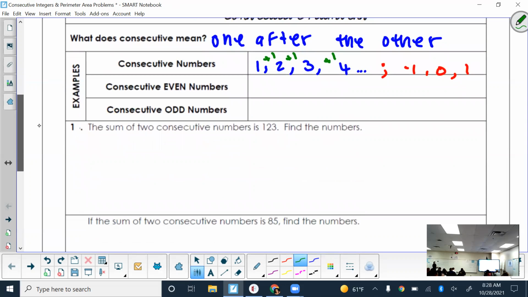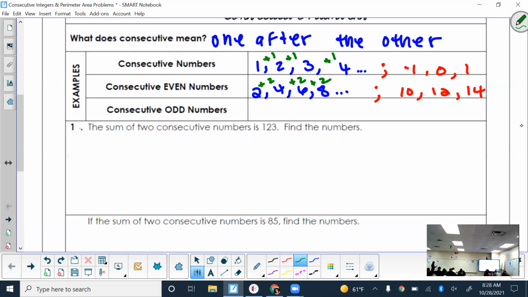For consecutive even numbers, what would be an example of that? 2, 4, 6, 8, and so on. What's another example that isn't 2, 4, 6, 8? 10, 12, yep, 10, 12, 14. And then it keeps going. So even numbers, how much do they go up by each time? 2. Good.